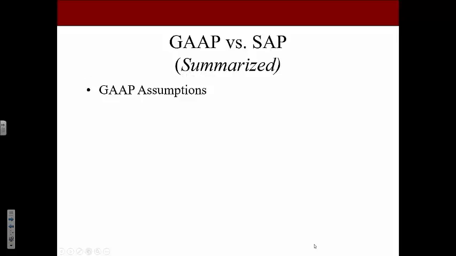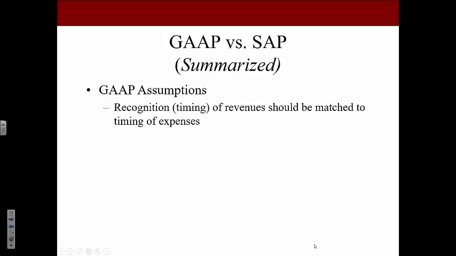GAAP accounting assumes that revenue should be recognized or timed to match the timing of expenses. If you incur certain expenses before your product is sold, you don't have to recognize those expenses until that product is sold. For example, if you incur sales expenses or expenses for supply, those expenses don't have to be recognized until you earn the revenues associated with those items.